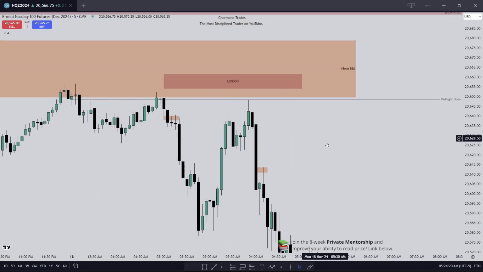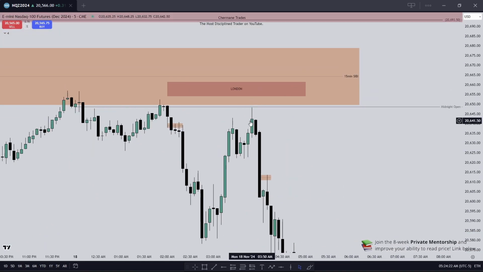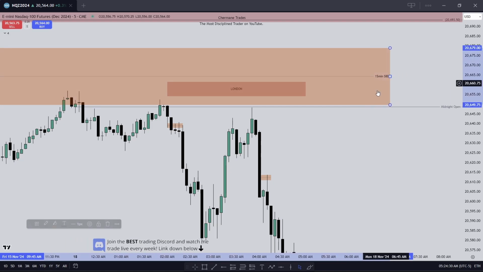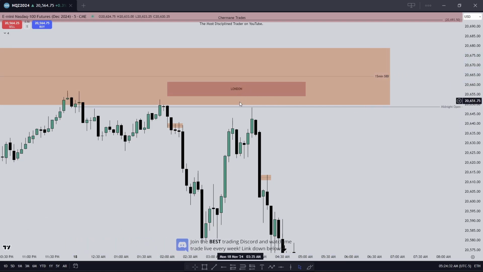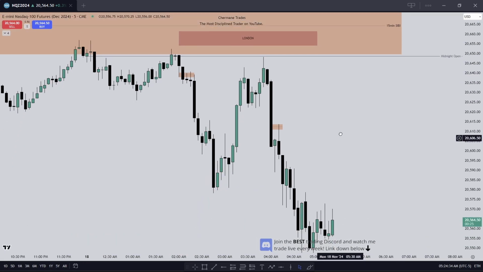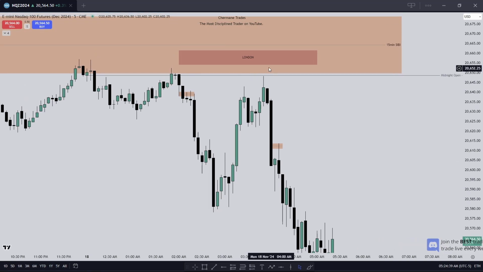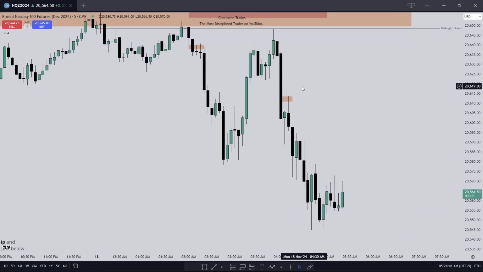We talked about this here. Failure to get back above the midnight open, failure to trade above the buy side here, and also failure to reach the 15-minute inefficiency. All of that is narrative to support the idea that NASDAQ is weak and looking for sell side. All right, so narrative is all this detail here, bias, looking for sell side.